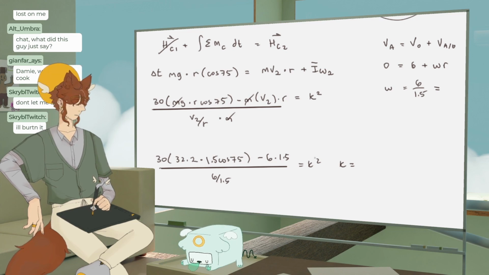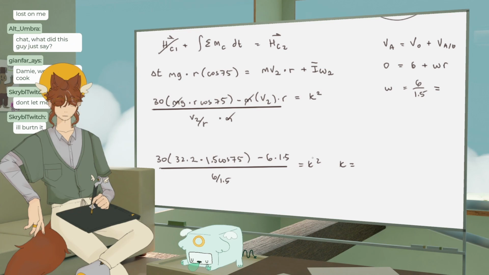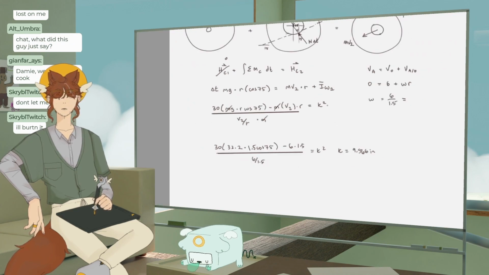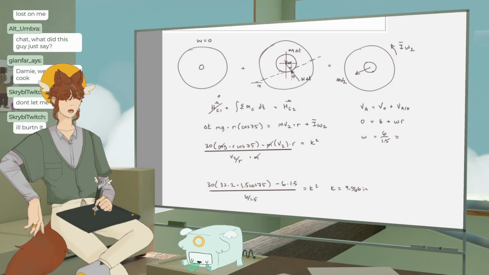$91.5. Square root. I always forget that. A equals 9.566. What is this? Inches? Is this squared? Maybe. I don't know. I think it's just inches. I don't think it's squared. Let me see. Is that right?